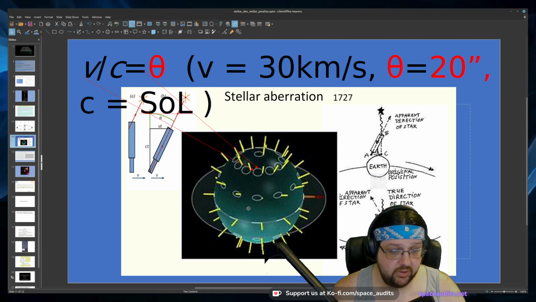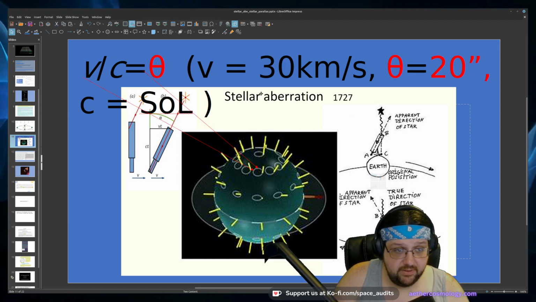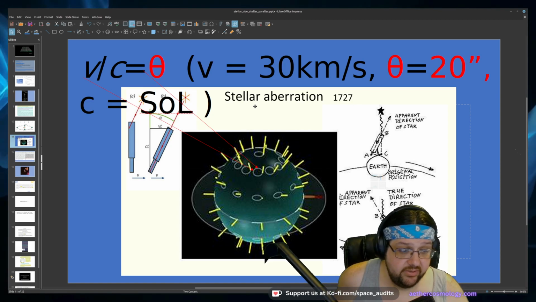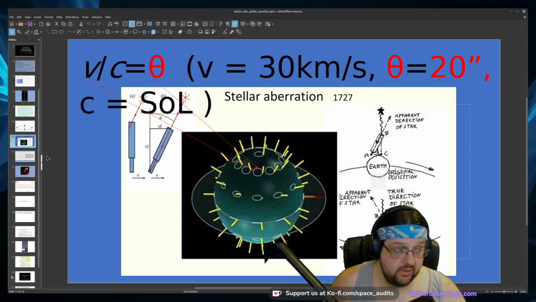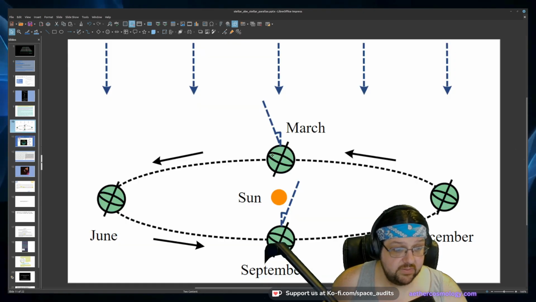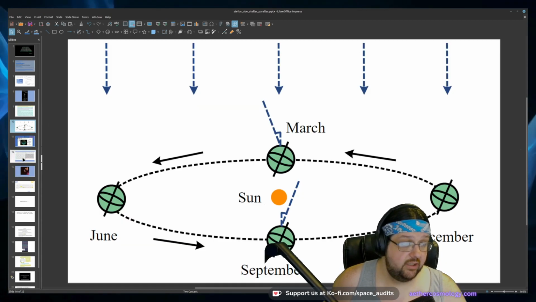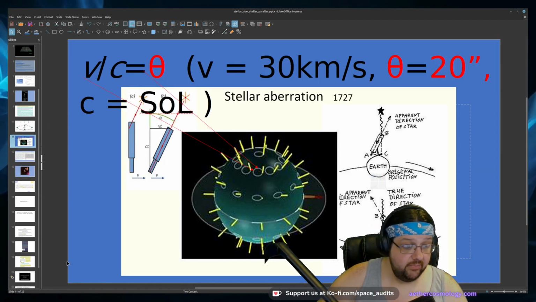It's pretty much exactly what he's putting forward, and he's saying that over the course of a year there's minor displacement, and when you ratio that angle against the speed of light, you get 30 kilometers a second. So this was the best evidence put forward for heliocentrism, because if this model is true, the Earth moving around the sun has to be moving at 30 kilometers a second. So this is a good ratio for them.